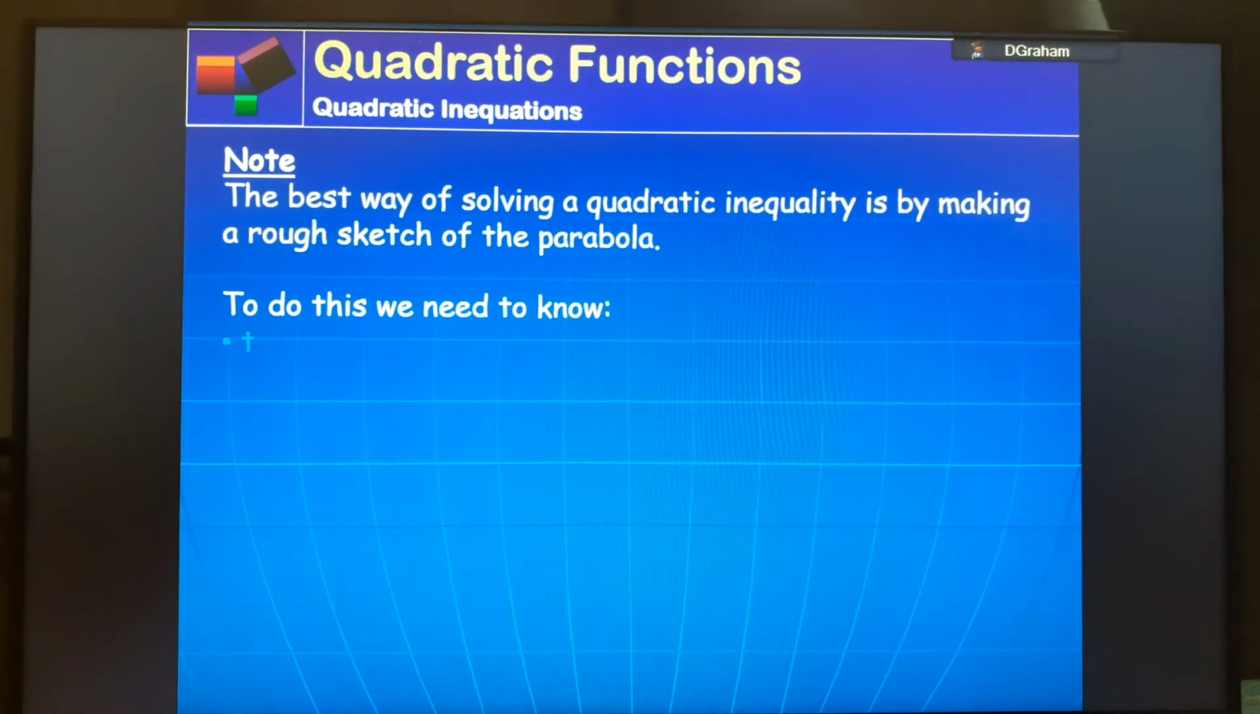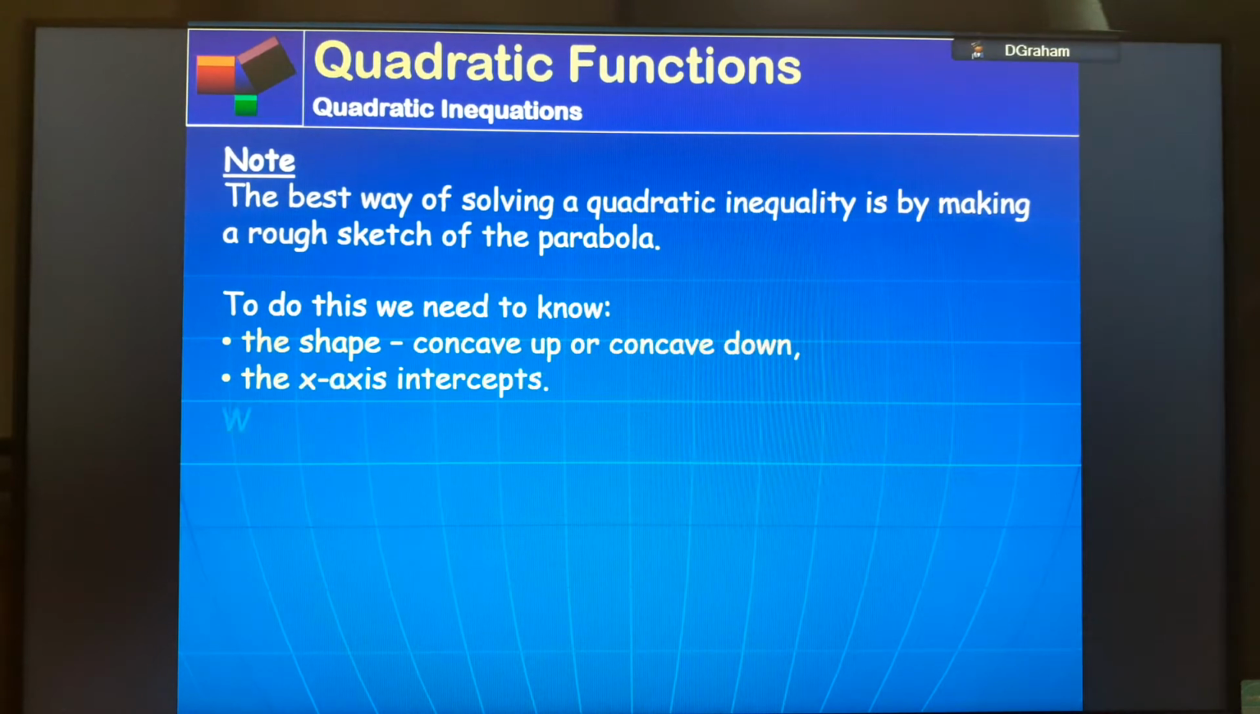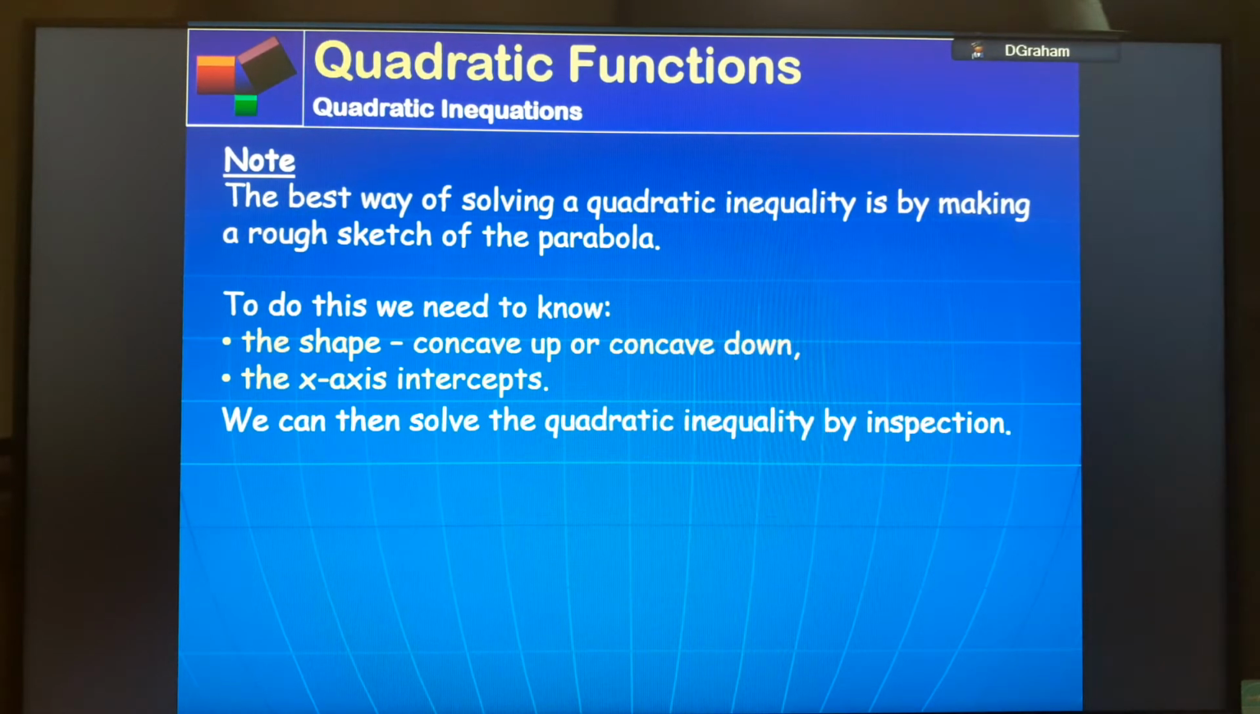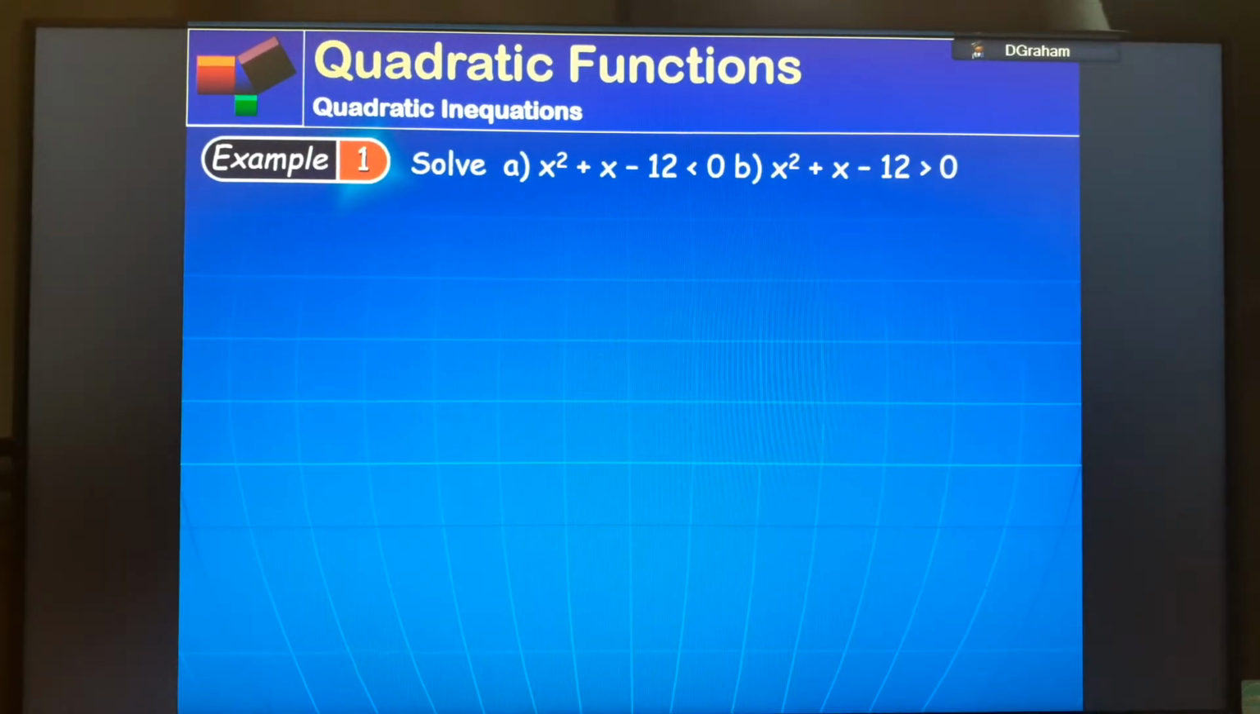So we need to know the shape of the parabola, whether it's a U shape or an upside down U shape. That's what concave up or concave down means. We need to know where it crosses the x-axis, the x-intercepts. And then we can look at the sketch of the graph with the x-axis intercepts marked in, and we can solve it through inspection. So here we have the same quadratic.